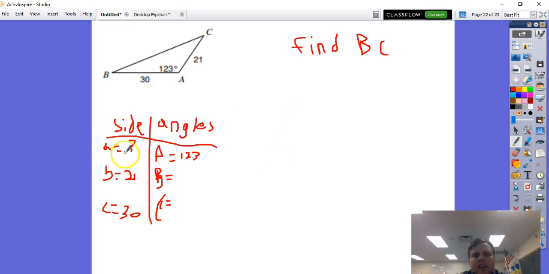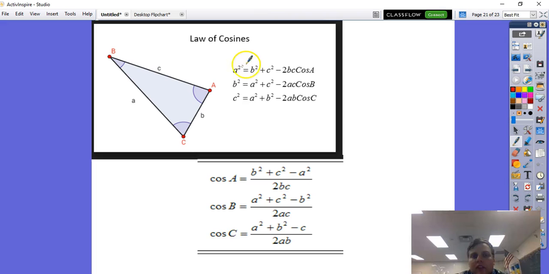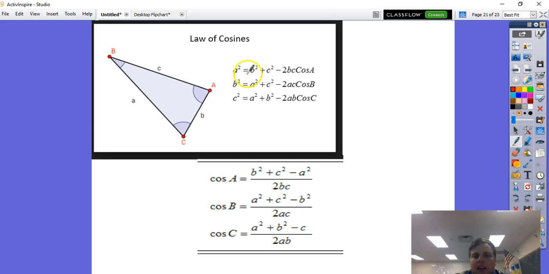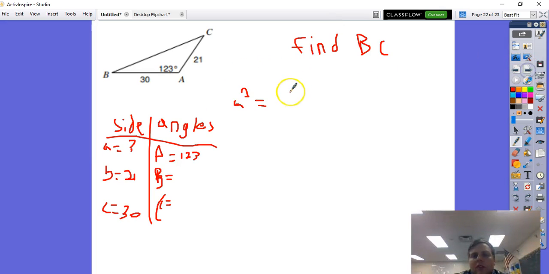So law of cosines says, and you can flip back, you should have written this down, the side I'm trying to find squared, so that would be little a squared in this situation, is equal to the other two sides squared, so 21 squared, because that's little b, plus 30 squared, minus 2 times 21 times 30, times cosine of the angle opposite the side I'm trying to find. So in this case, cosine of capital A, which is 123.